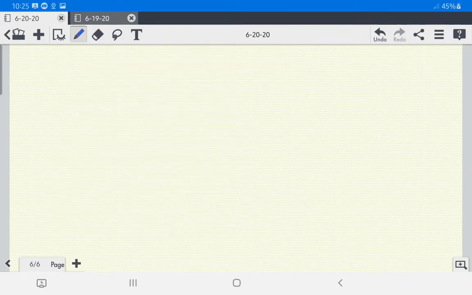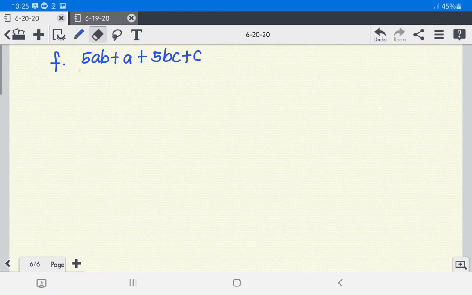Okay, letter F. Let's say we have 5ab plus a plus 5bc plus c. Again, it looks complicated, but here we're going to make use of a technique wherein we group the terms in this polynomial. As you can see, the first two terms have a common monomial factor, which is a. The last two terms have a common monomial factor, which is c.